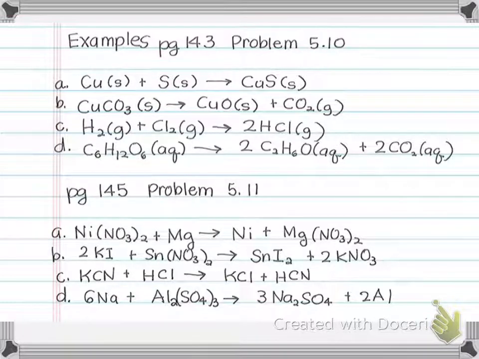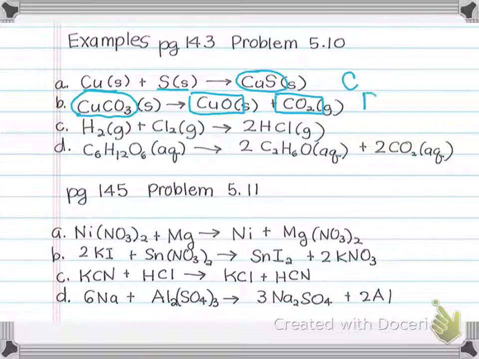good idea. So letter A, what I notice is I have copper and sulfur separate, and then they come together to form one thing, so they're combining, so this is a combination. I'm just writing C for combination. Letter B, I notice that the copper and the carbonate are all together, and then when I look on the product side, I see I have gone from one thing breaking into pieces. Now I have 2 things. So it's decomposing because it's breaking apart. So that's decomposition.